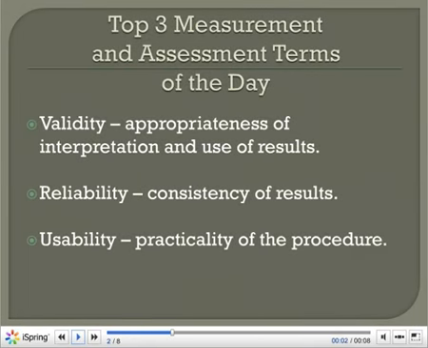Three important terms will be featured in this presentation. The first term, validity, refers to the appropriateness of interpretation and use of results. When it comes to validity, we often hear it said that a test is valid or invalid. In some ways, this isn't a proper use of the term because there's nothing inherently valid or invalid about a given test. It all depends on how a test is used.